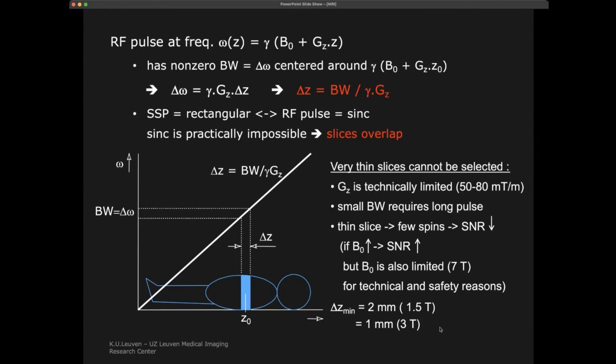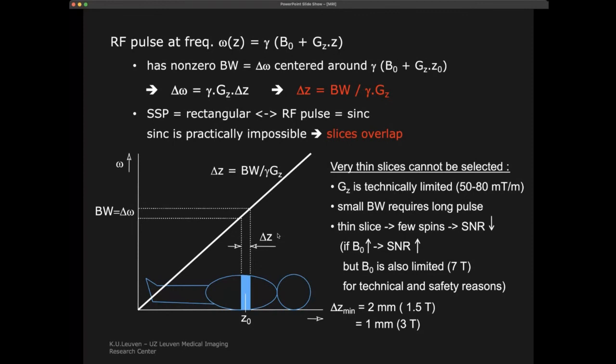In high-end scanners that are being used a lot in clinical practice, especially for neuroimaging and for cardiac imaging, we use 3 Tesla scanners, and there the minimum thickness of the slice that we can reach is about 1 millimeter. We cannot do better because of the technological limitations with the radio frequency pulse that is being used to select this slice. Of course, if we would change the gradient, if we would make this steeper, that means that the magnetic field would change faster in space, then of course we can again make this smaller.